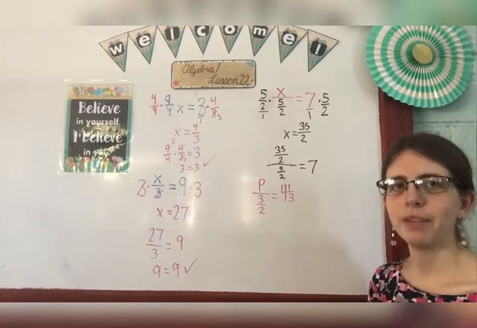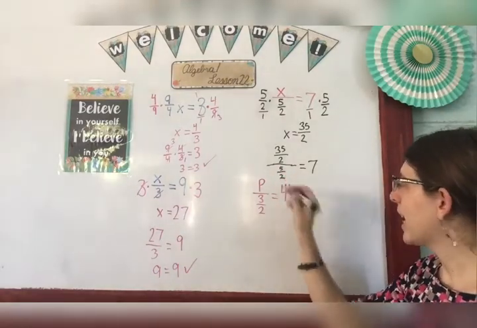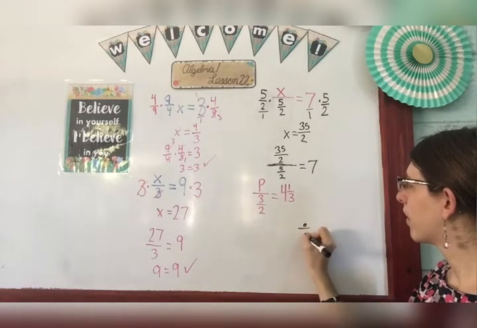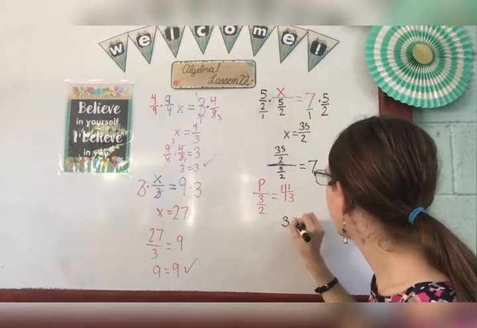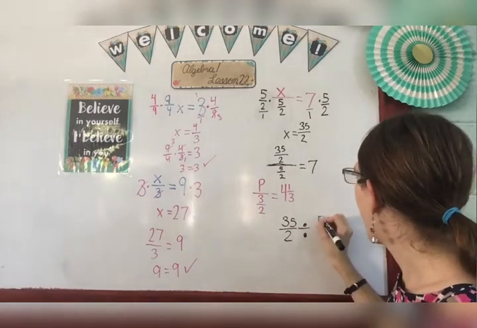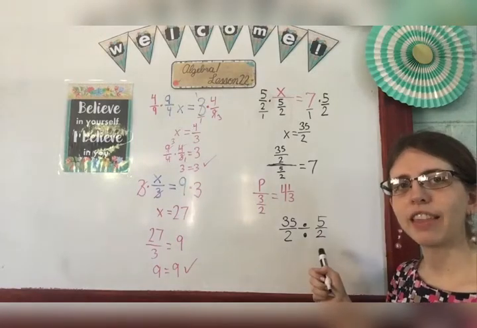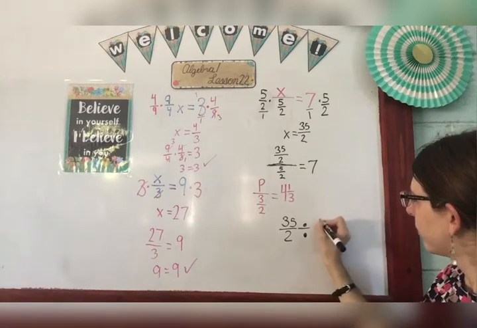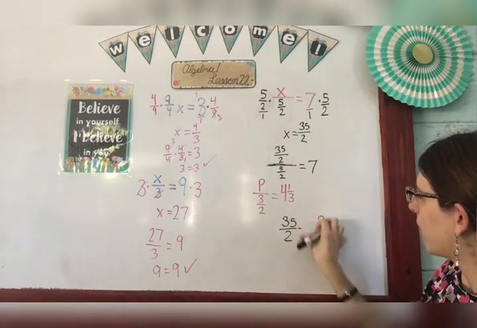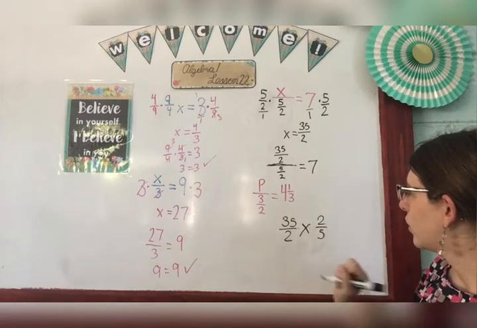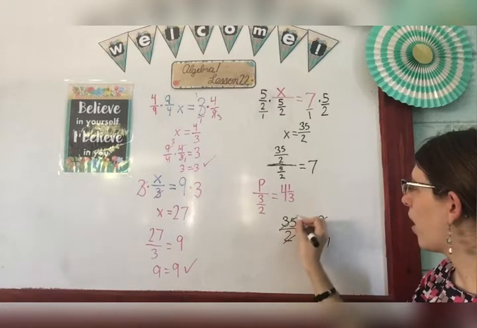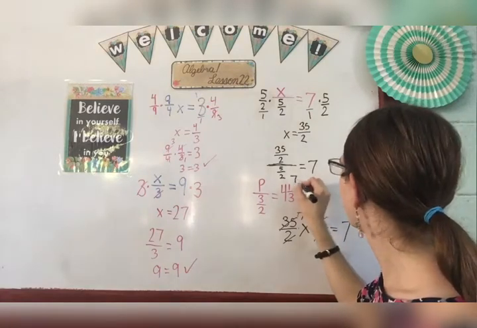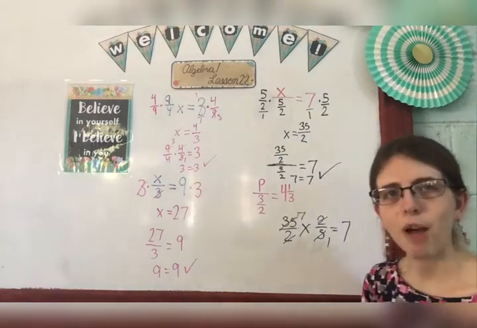How do I do that, Miss Ashley? Don't forget, this right here is your division symbol. So this is the same as 35 over 2 divided by 5 over 2. So just think of it like that. What do you do in this case? We flip-flop the 5 over 2 to make it 2/5, and we multiply. So these cancel. This becomes 1, this becomes 7, and we get 7 as our answer. So 7 equals 7, and my problem checks.